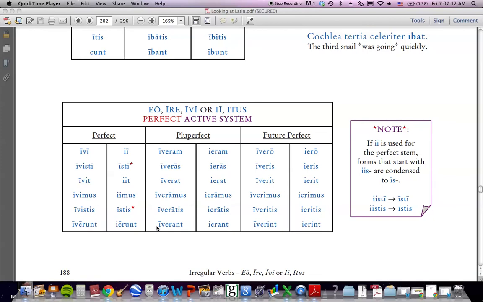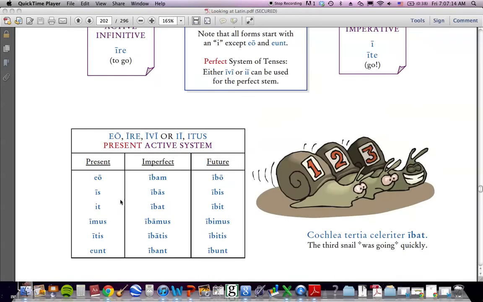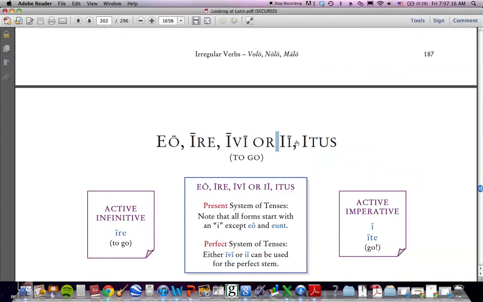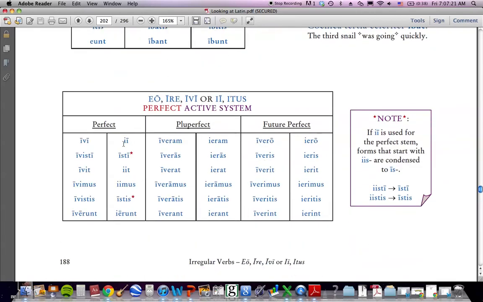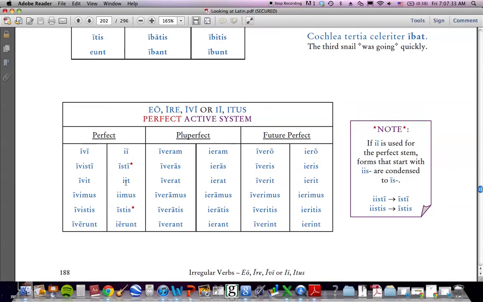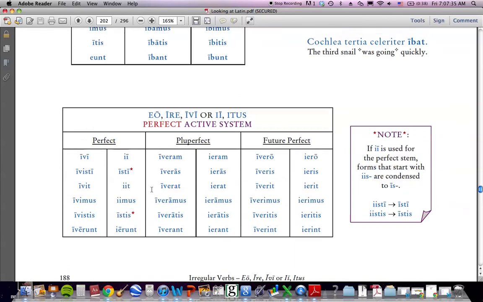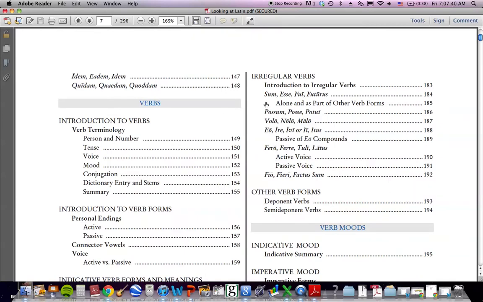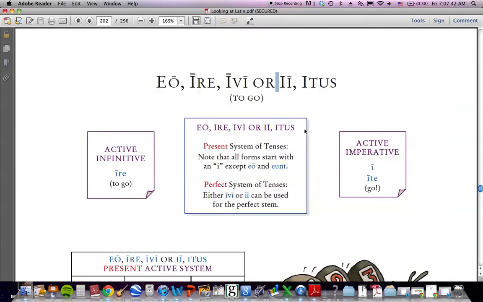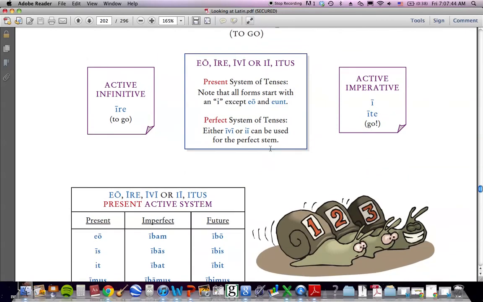However, if you were to use that second option for the third principal part right here, you would end up with a perfect as EE, EEST, that actually combined into ISTI, as the note says right here, IIT, IMUS, ISTIS, IERUNT. You see that that V is dropped. This thing right here, that we have two options for the third principal part, is very important because it will have some consequences for many tenses.